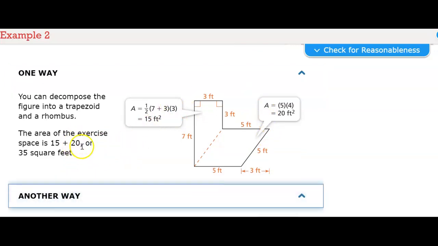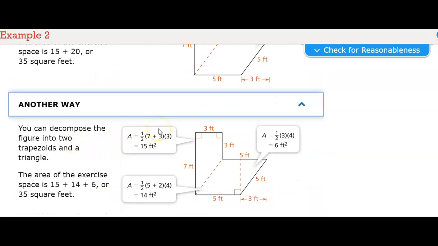Another way is to take the same shape, and now we're going to break it up into two trapezoids and a triangle. And then you find the area of the two trapezoids and the triangle, and then you add them together, and that gives you the square feet or area as well. And as you can see, both are the same answer, just two different ways to get to the same answer.